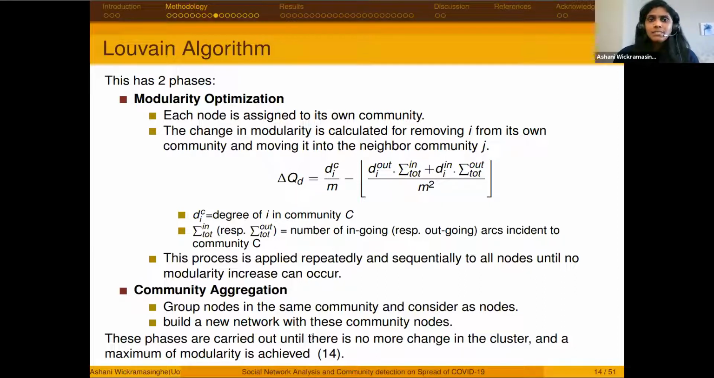In the second phase, we consider nodes in the same group as one node and create a new network using these community nodes. And again, go back to modularity optimization, check the delta modularity, and go back to the community aggregation step. These steps are carried out until there are no changes in the groups, like modules, and maximum modularity is achieved.